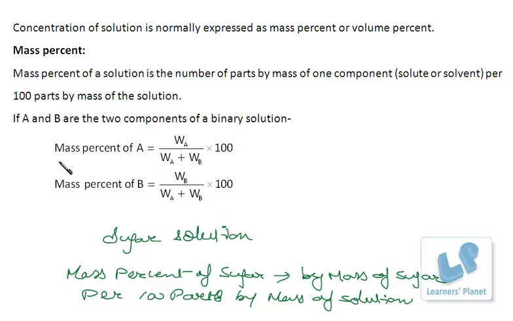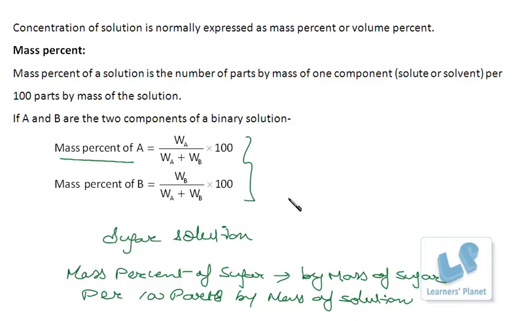If I have to calculate the mass percent of A, it is the mass of A divided by the mass of A plus mass of B, into 100. That is indicated by W. Likewise, the mass percent of B will be the mass of B divided by mass of A plus mass of B, into 100. So this is the way we can calculate the mass percent of any component in the solution. So it is the weight of the solution.